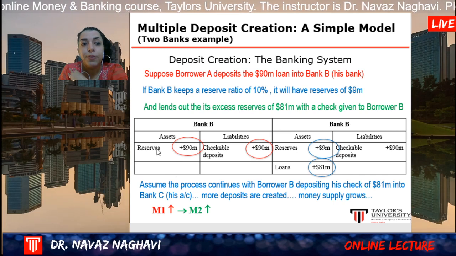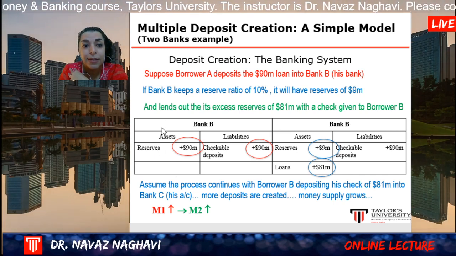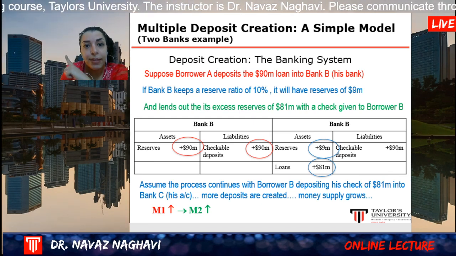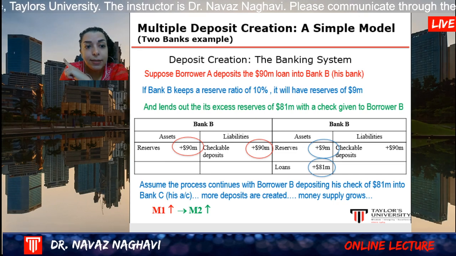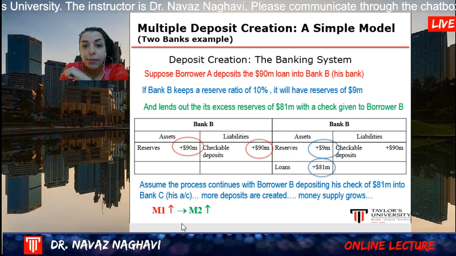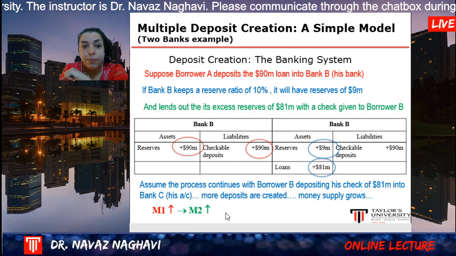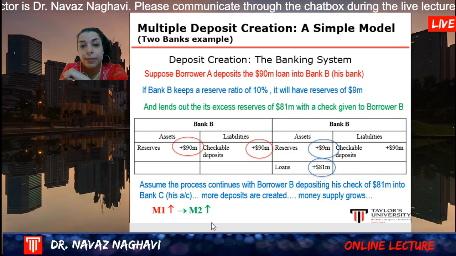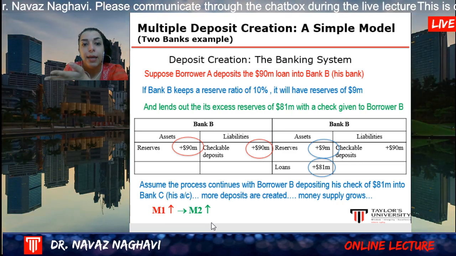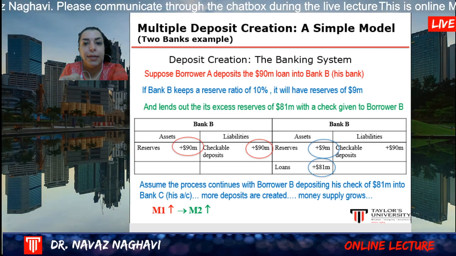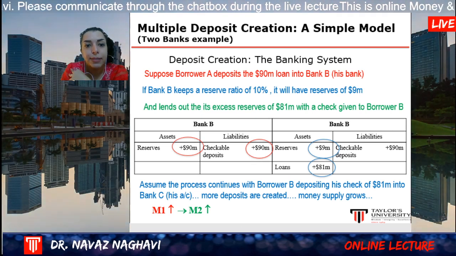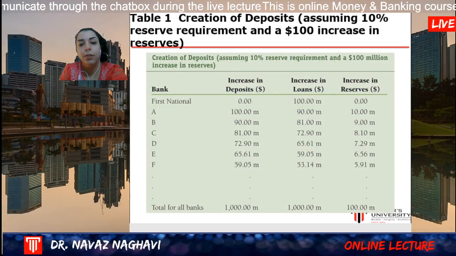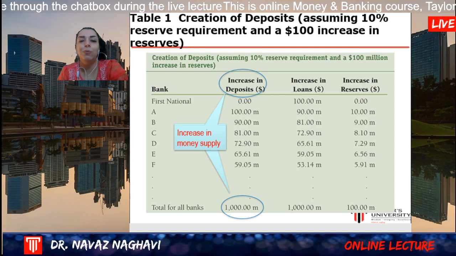You know that whenever the amount of the reserve here is increasing, we know that the reserve is actually the liability side of the Fed as well. So whenever you see that the reserve here is increasing, it means that M1 is increasing, right? At the same time, we say that whenever the reserve of the banking system is increasing, M2 is increasing as well. So that's why the money supply is increasing, and more deposit is created. You can see how much the deposit is increasing. So many deposits. And imagine that this process continues.